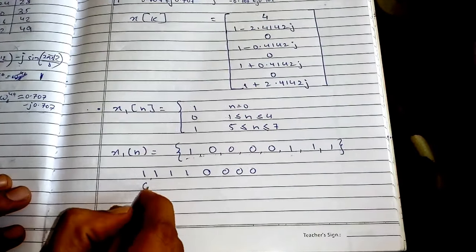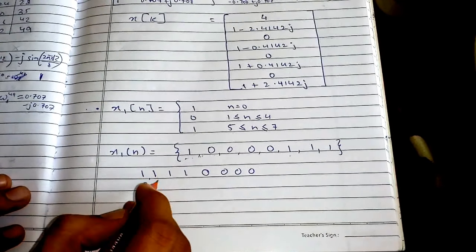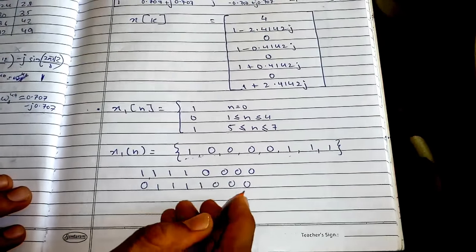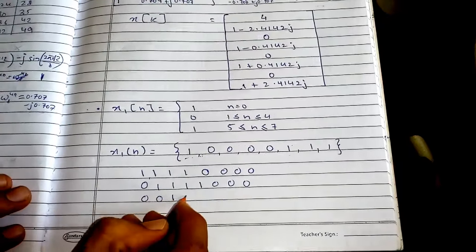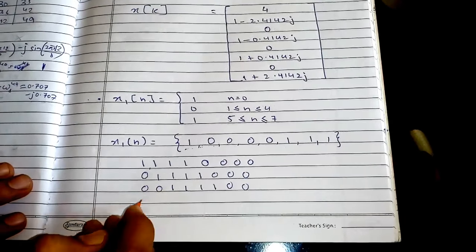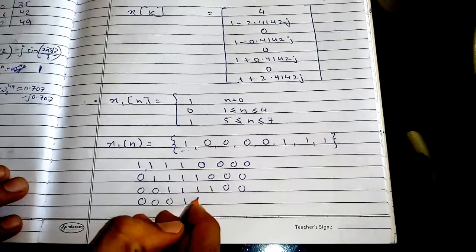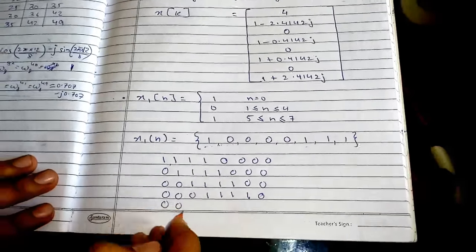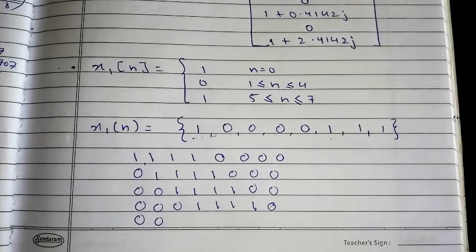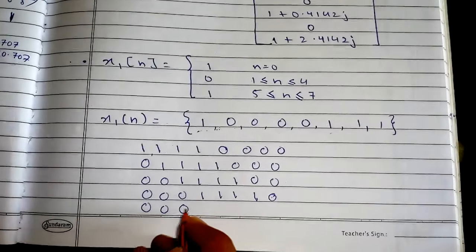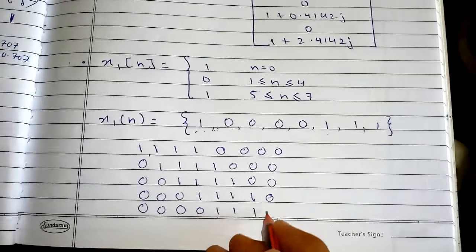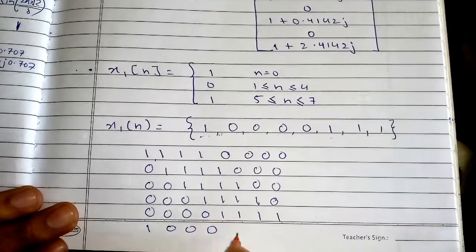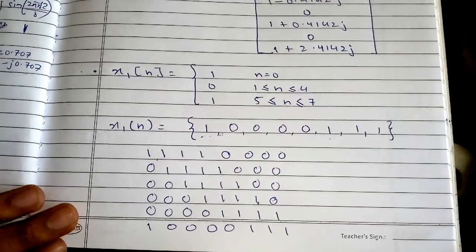So let's move this 0 further, like in forward. So I'll have 0 and then 1 1 1 1 0 0 0. Again 0 0 1 1 1 1 0 0. Again 0 0 0 1 1 1 1 and 0. Again 0 0 0 0 1 1 1 1. Okay, and then one more time 1 0 0 0 0 1 1 1.